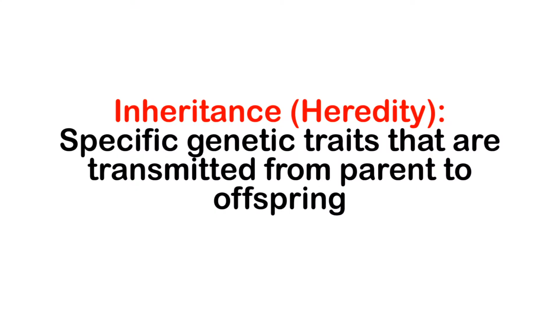Inheritance, or heredity, refers to the specific traits transmitted from parent to offspring. There are 7 main forms of inheritance: autosomal dominant, autosomal recessive, X-linked dominant, X-linked recessive, Y-linked, codominant, and mitochondrial. I will spend the next few minutes talking about each of these types of inheritance in brief detail. We'll start with autosomal dominant inheritance.